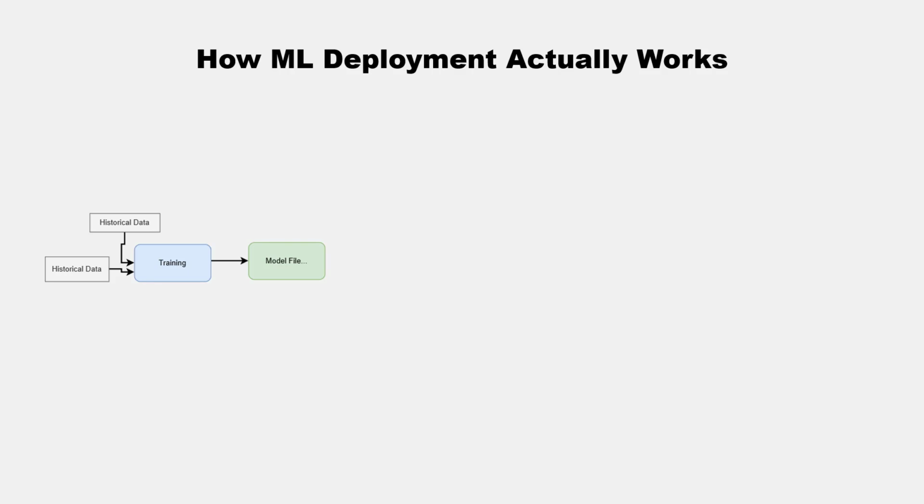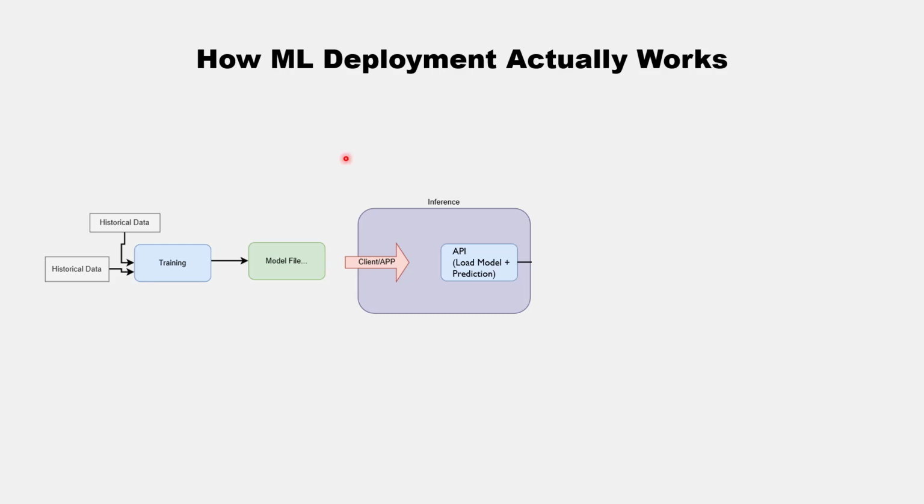Now comes the part that actually runs in production. That is inference. Inference is when we use the trained model to make predictions on new input data. So training happens once or occasionally, but inference happens all the time. And that's why production systems care about inference, not training.